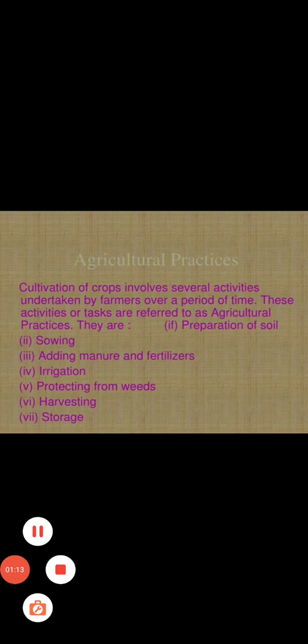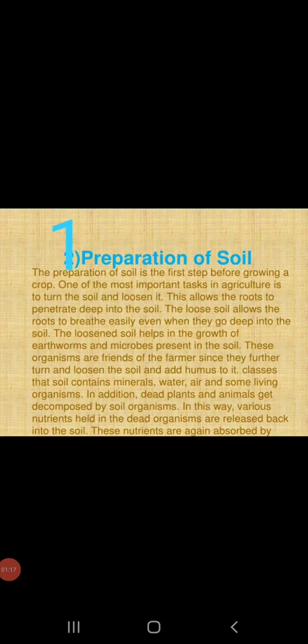Now, preparation of soil requires two steps, that is ploughing and leveling. These are the two important steps that help in preparing the soil for the growth of the crops. Now, what do we understand by ploughing? That's the first step in the preparation of soil as well.